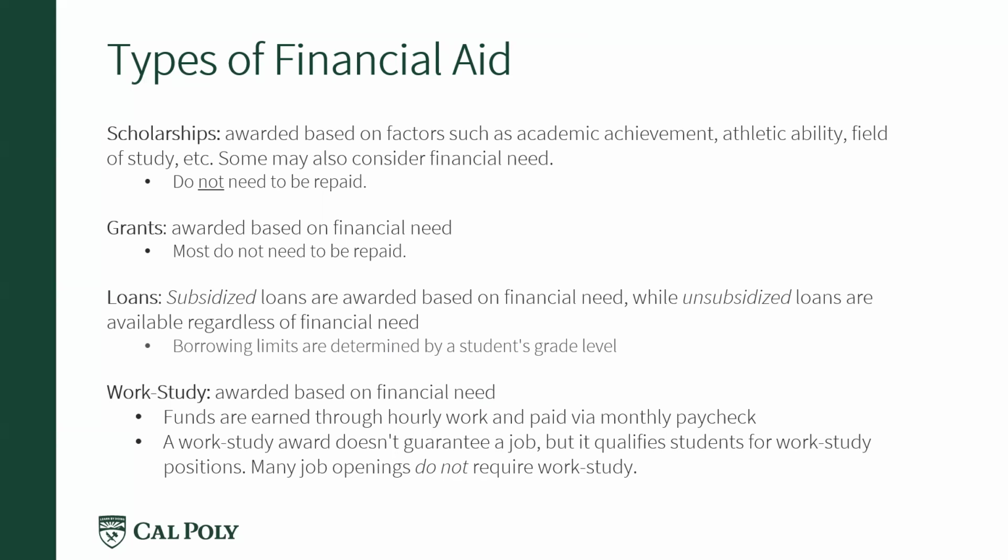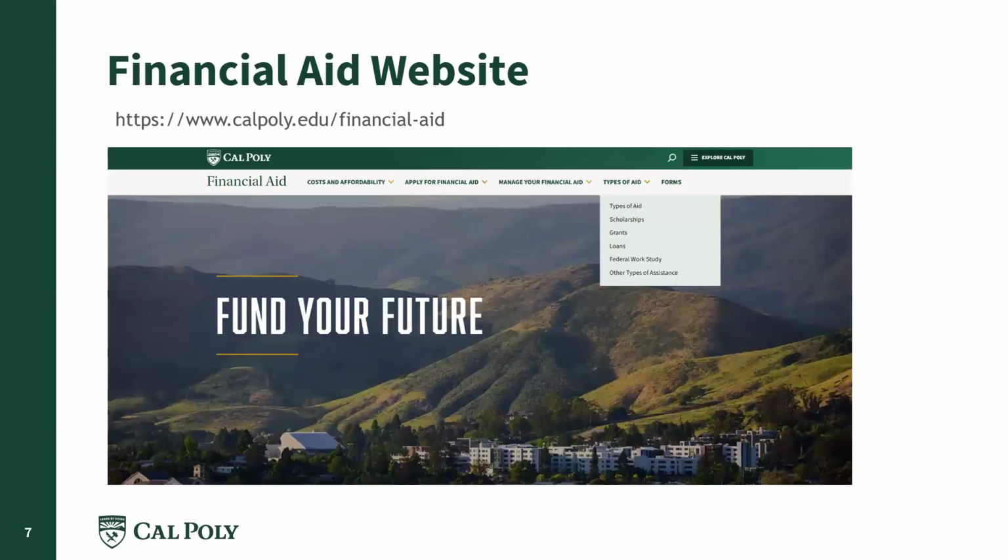Work study is available for some students. Funds are earned through hourly work and paid via monthly paycheck. A work study award doesn't guarantee a job, but it qualifies students for work study positions. Many job openings on campus do not require work study. For more information on the different types of financial aid, visit our website.